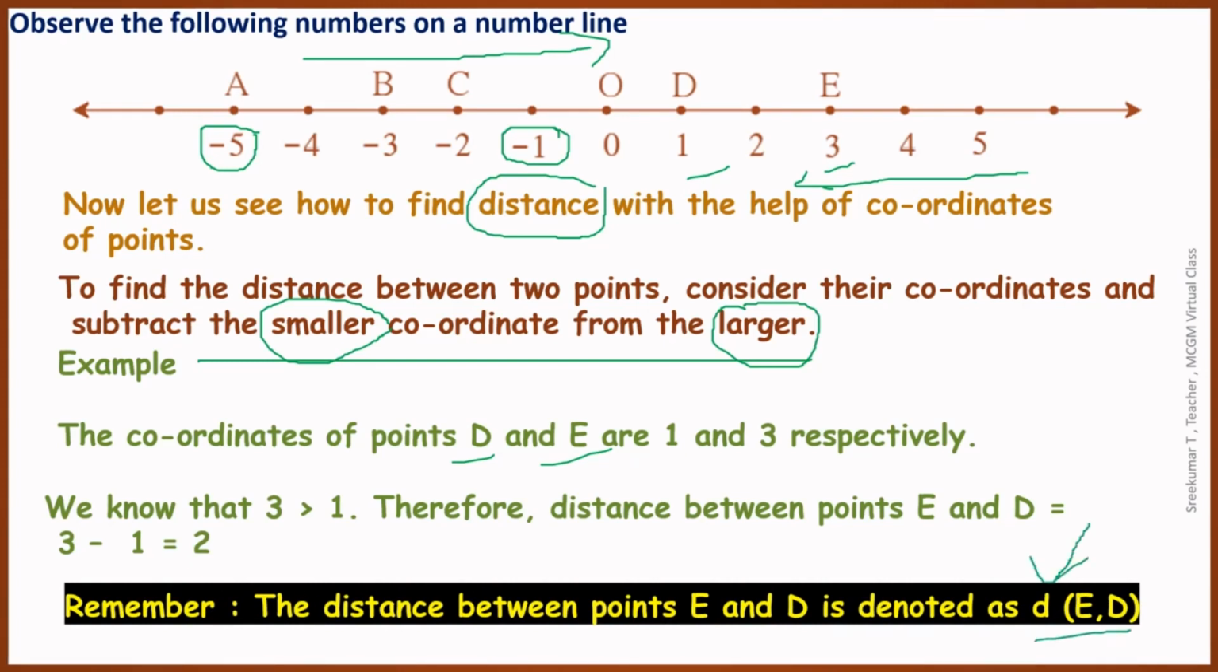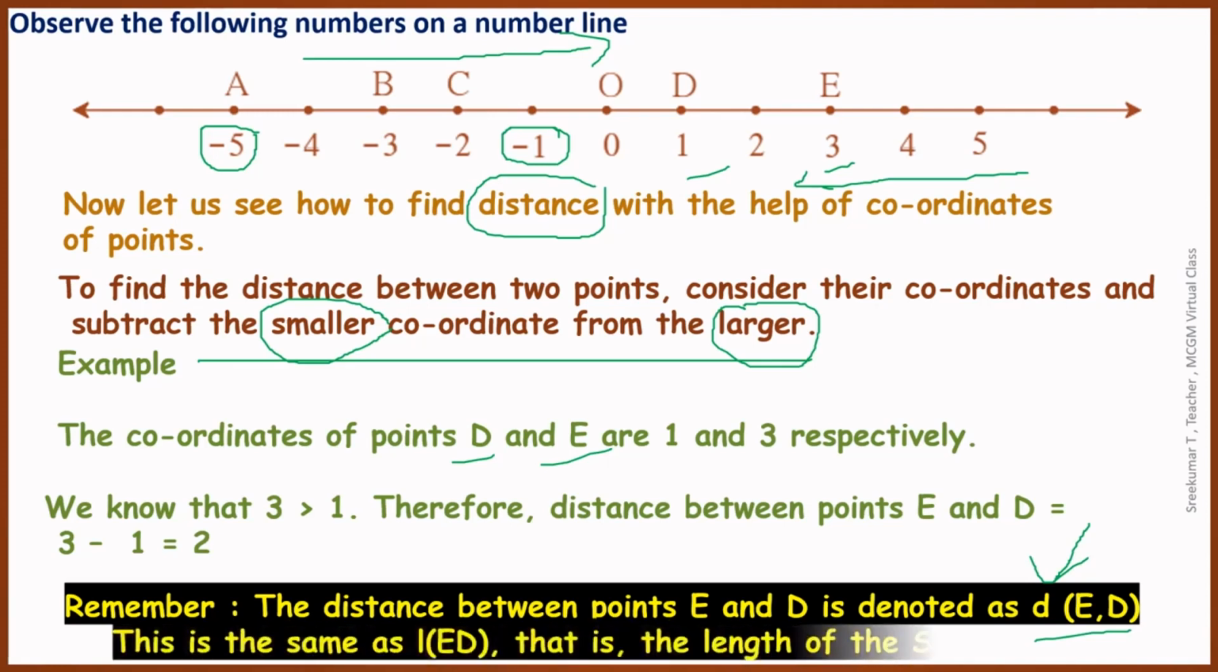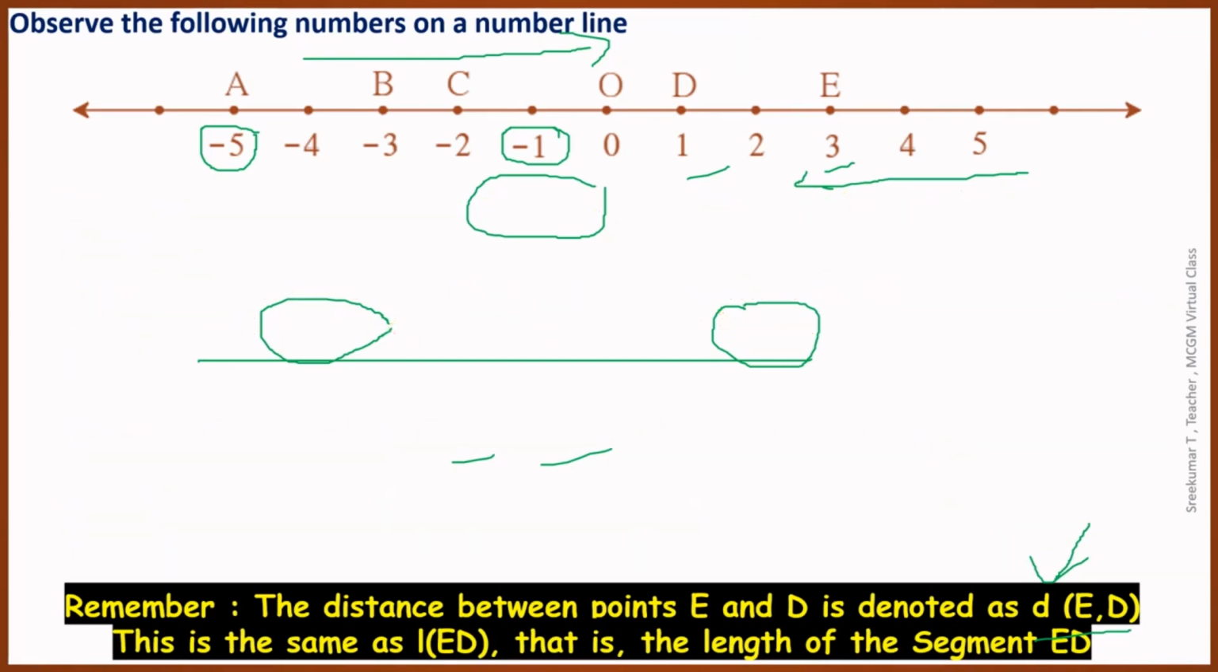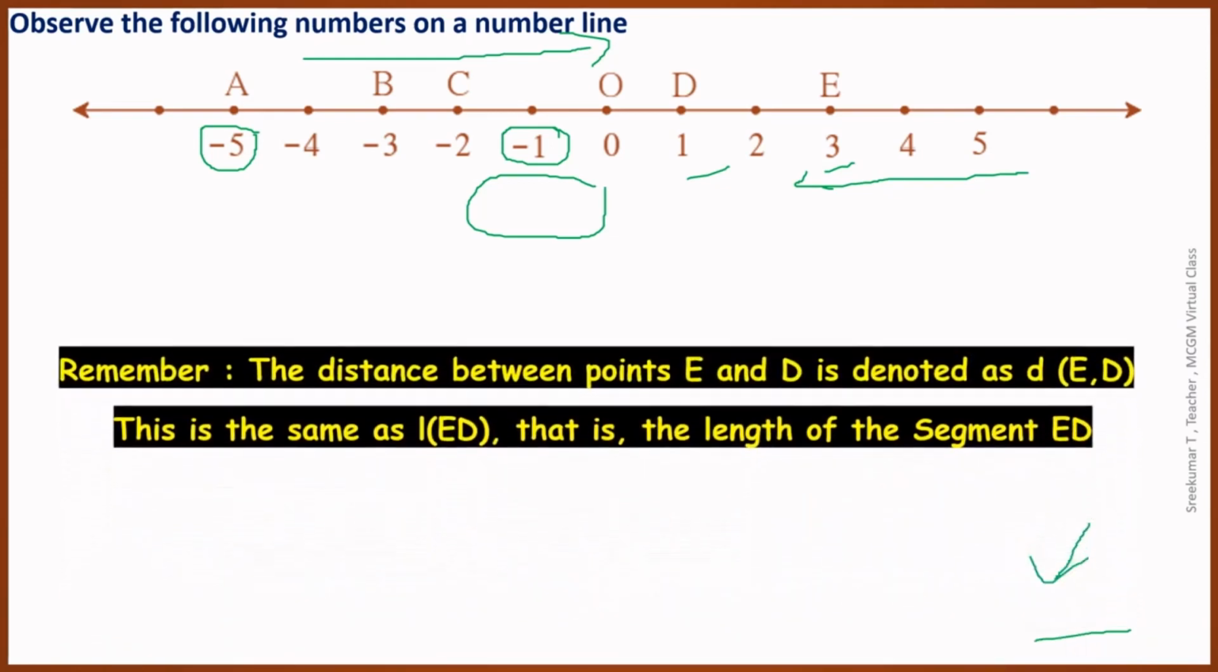It may find very easy and simple for you, but the concept development is an important part of learning basic things. So we represent the distance with the help of L as a symbol. So we'll write the distance between E and D as L in bracket ED. That is the length of the segment ED will be represented like that. That also you should understand.